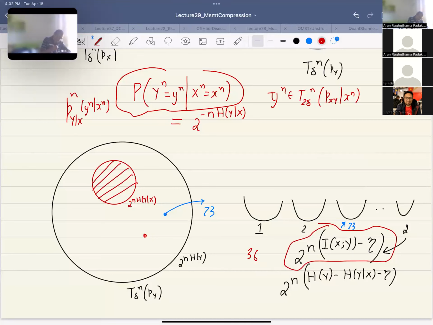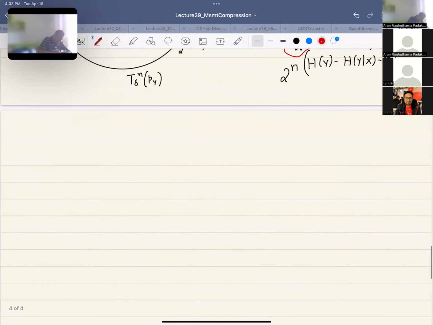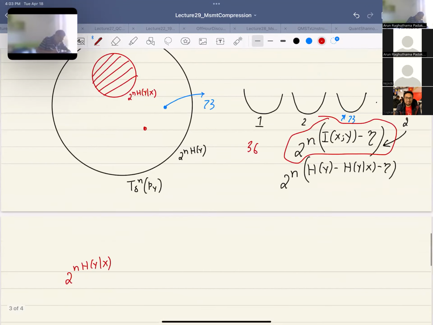Let's look at what happens to elements in one ball, or one conditional typical ball, right? Each fellow has been picked and randomly put in so many bins, right? What is the probability that in every bin there is going to be less than one sequence? Suppose there is no sequence in any bin. What happens? That means there are multiple sequences in some other bin, right? Okay, so maybe let me explain this number. So just give me 1 second. So I have 2 power n h of y given x number of sequences, pulled randomly and thrown into the bins.